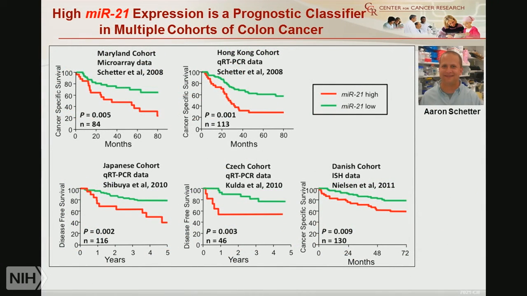And we also studied colon cancer, and 2 different cohorts again, a Maryland cohort and a cohort in Hong Kong. And miR21 was associated with poor prognosis in both of these. And at that time, actually after that, there were 3 other studies that showed exactly the same thing.